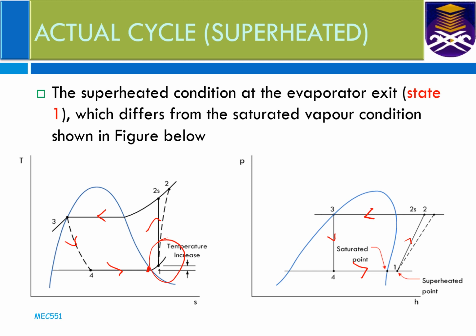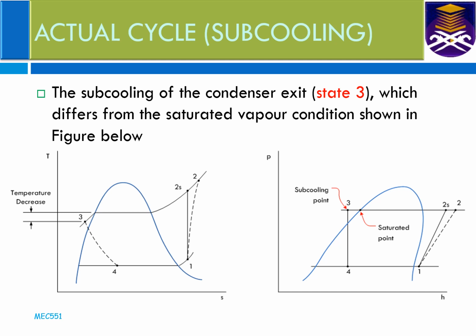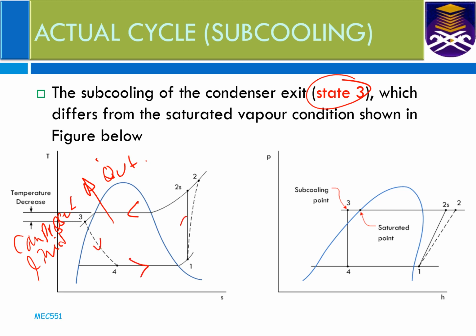So the third one is the subcooling process, which happens at the condenser at state 3, where the condenser expels heat until the refrigerant is in the compressed liquid region. Okay, so don't forget to put all the arrows for the slight improvement.